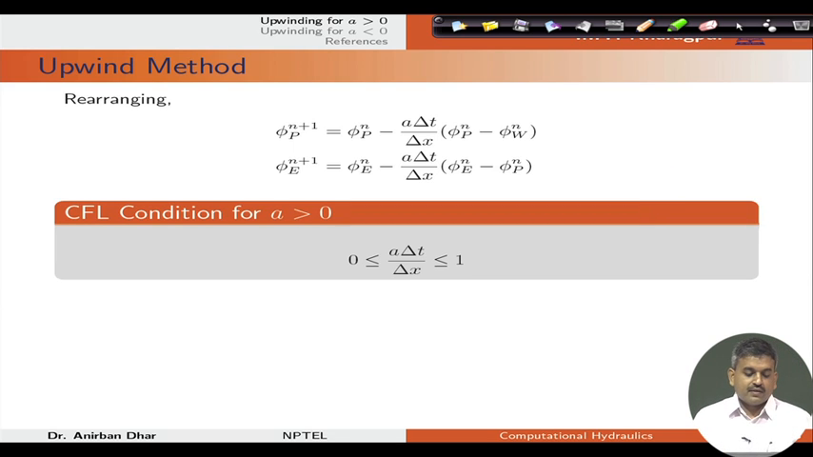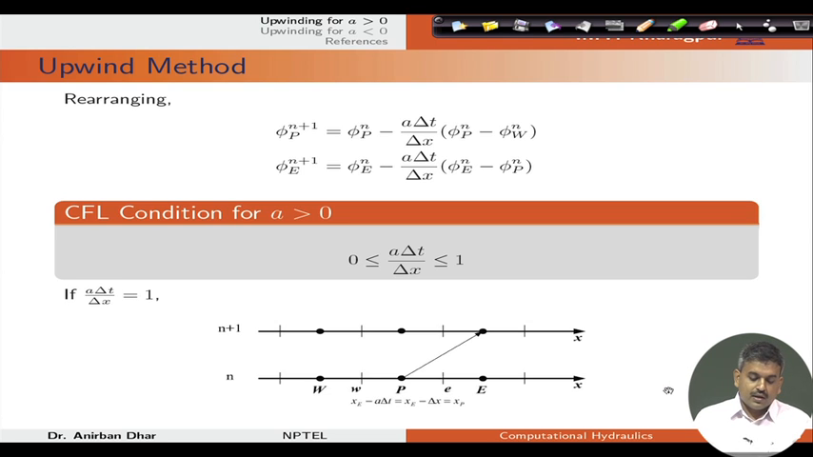In this case, the CFL condition for a greater than 0 is a delta t by delta x. We have seen this derivation of the CFL condition from the stability criteria for our finite difference approximations. A delta t by delta x equals 1, or Courant number equals 1.